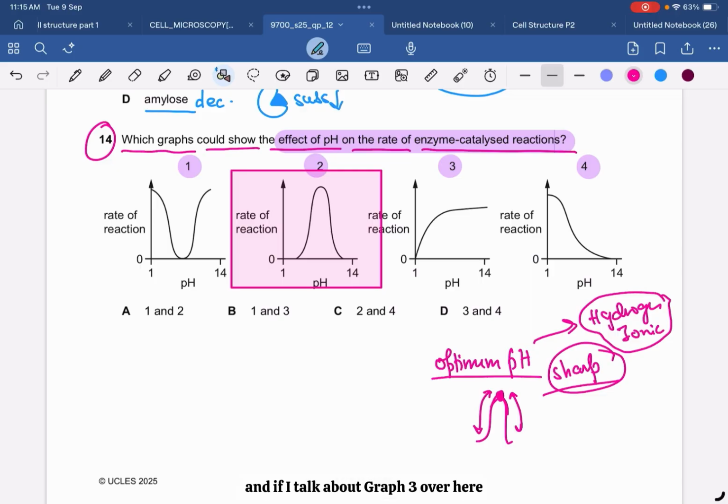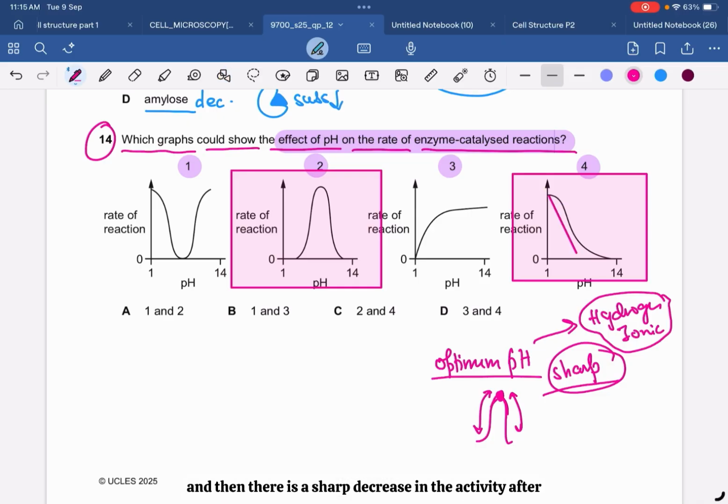If I talk about graph 3, you can see that there is a slight inclination and then it becomes constant, and this is not the property of a graph of the pH. In graph 4 you can see that there is one optimum level and then there is a sharp decrease in the activity after that optimum level. After that optimum level, the activity is decreasing sharply. So you can say that yes, 4 and 2 both are graphs for the pH.